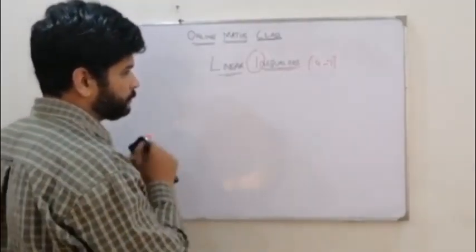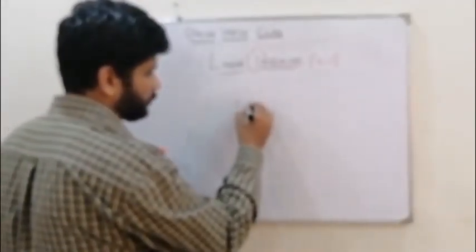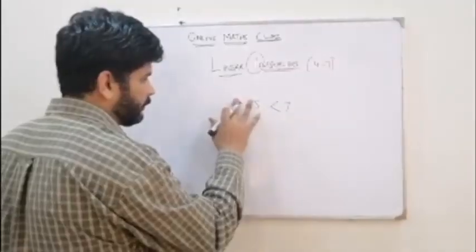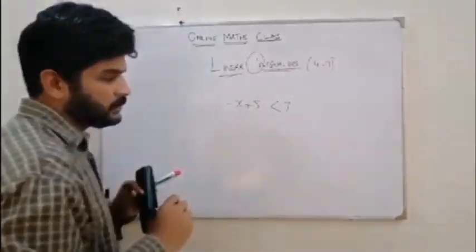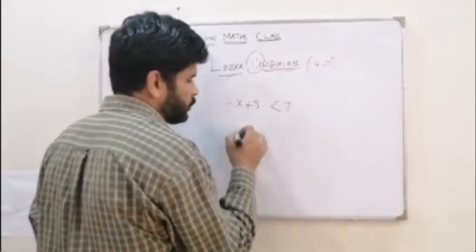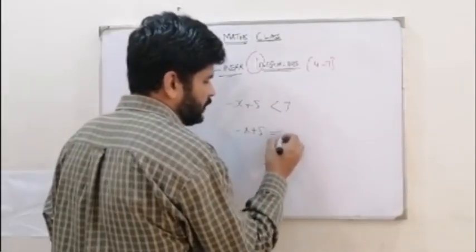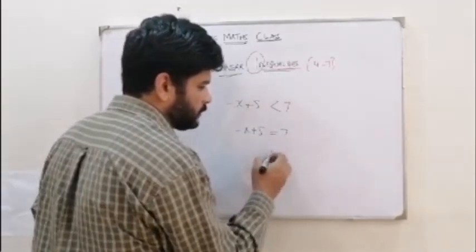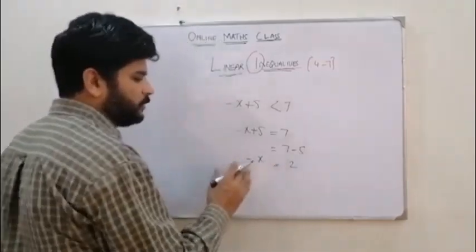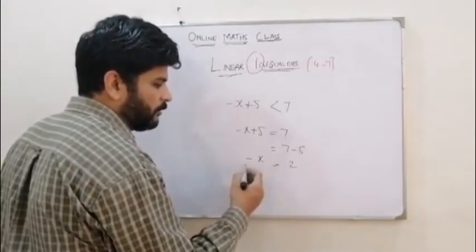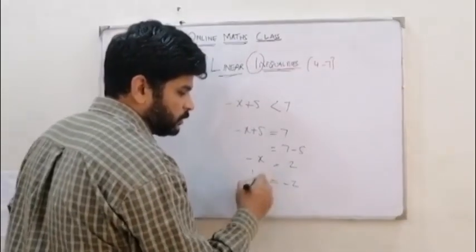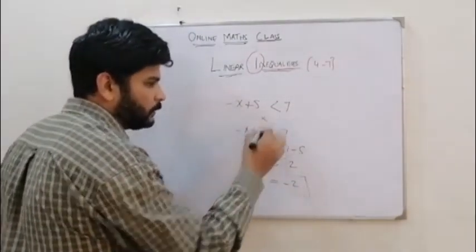What if this is the equation? Now you have a minus with the x. In equality, you would have easily done it this way. For example, if this question would have been this way, you would have brought this here. So this would have been 7 minus 5, which is equal to 2 minus x. Then you would have shifted this minus to this side by dividing with minus 1 on both sides. So it should have been x is equal to minus 2, but not here.